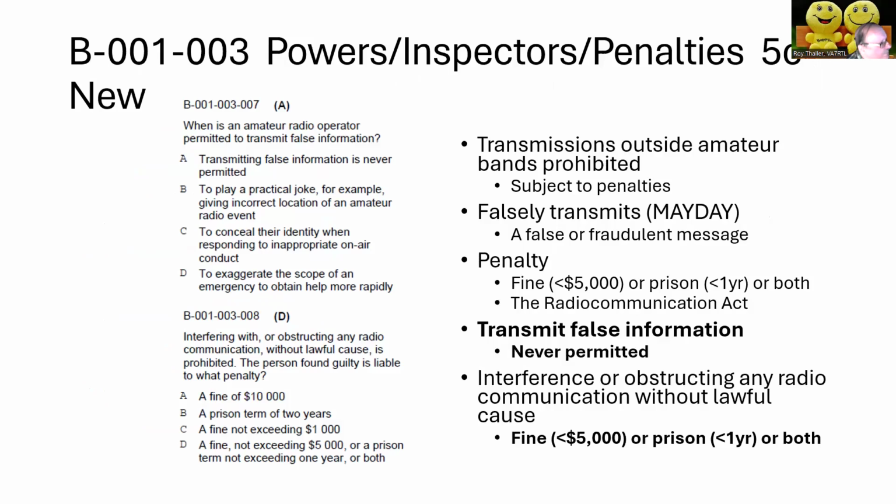Here's a new question. When is an amateur radio operator permitted to transmit false information? And the answer is A, transmitting false information is never permitted. And there's another new question. Interfering with or obstructing any radio communication without lawful cause is prohibited. The person found guilty is liable to what penalty? So this relates back to a previous question, and the answer is D, a fine not exceeding $5,000 or a prison term not exceeding 1 year or both.